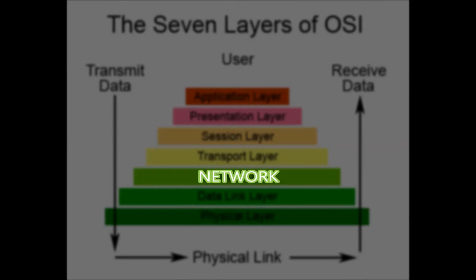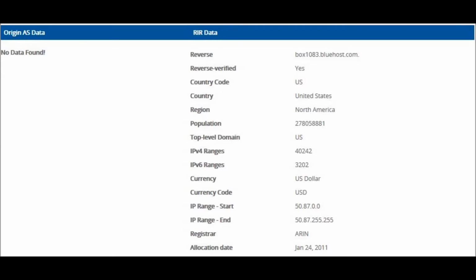Layer 3, the network layer, comes next. At the network layer, IP is used to add a source and destination address to the data headers. At this point, the data officially becomes a packet. By viewing the IP given to us earlier in Wireshark, we can see that the destination of our data was the Bluehost mail server.